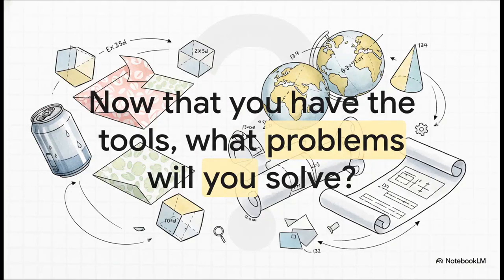You know, we started with some simple questions about soda cans and wrapping paper, and we've ended up with a really powerful set of tools for understanding the world. So I'll leave you with this question. Now that you have the tools, now that you know how to measure the 3D world, what problems are you going to go out and solve?